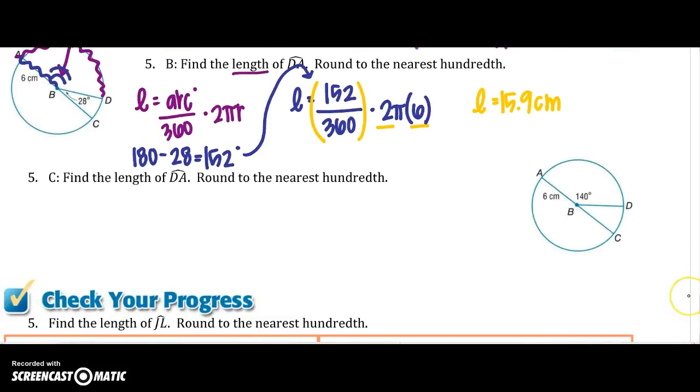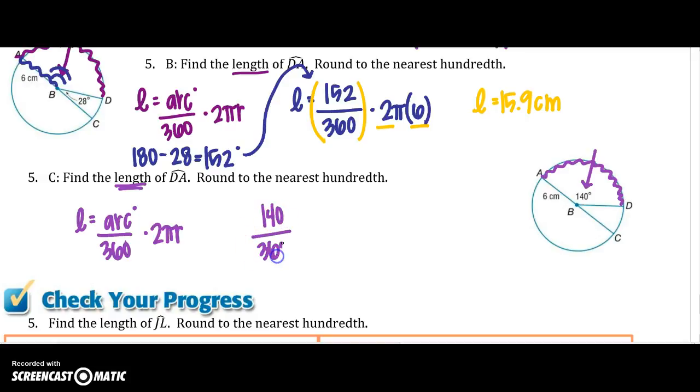Alright, and last, we want to find the length of dA. Notice dA has the angle of 140 degrees. So, remember, my length equals my arc over 360 times 2 pi r. So 140 over 360 times 2 pi times 6, which would give me a length of 14.66 centimeters.